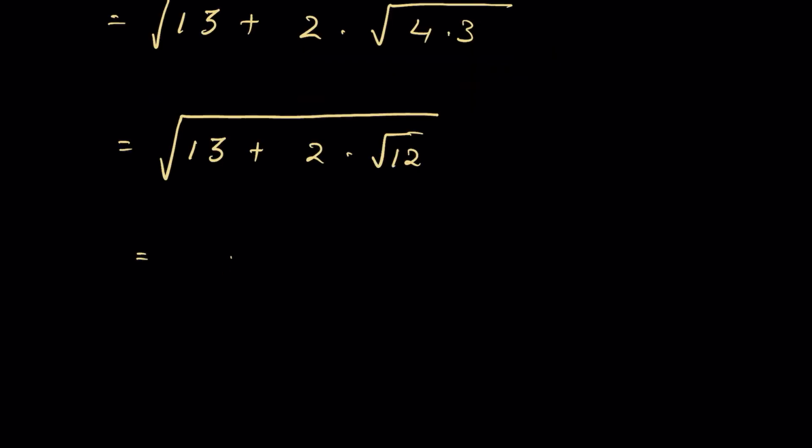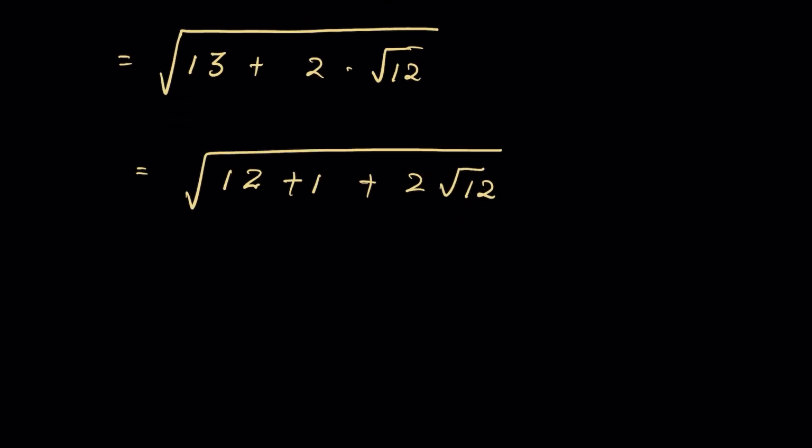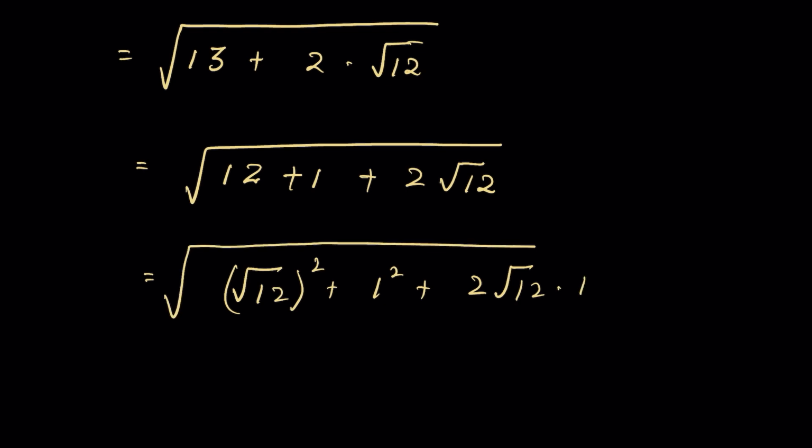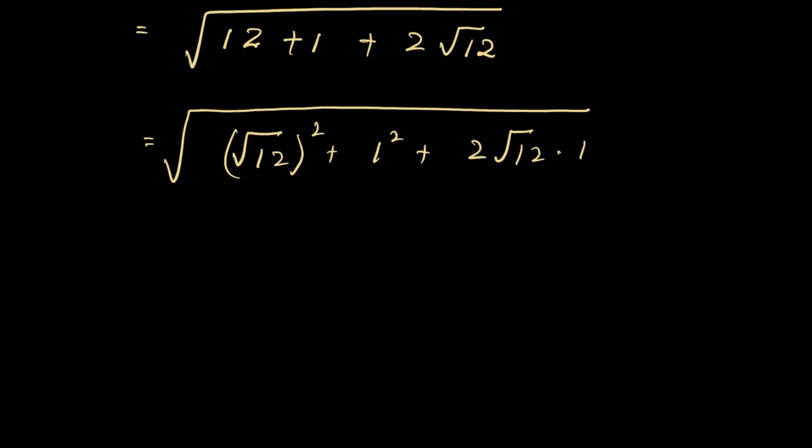Now 13 we can write as 12 plus 1, then plus 2 times square root of 12 under square root, or 12 we can write as square root of 12 square plus 1 square plus 2 times square root of 12 times 1 under square root. Now again if square root of 12 is a and 1 is b, then it is a square plus b square plus 2ab. So this is equal to a plus b whole square.